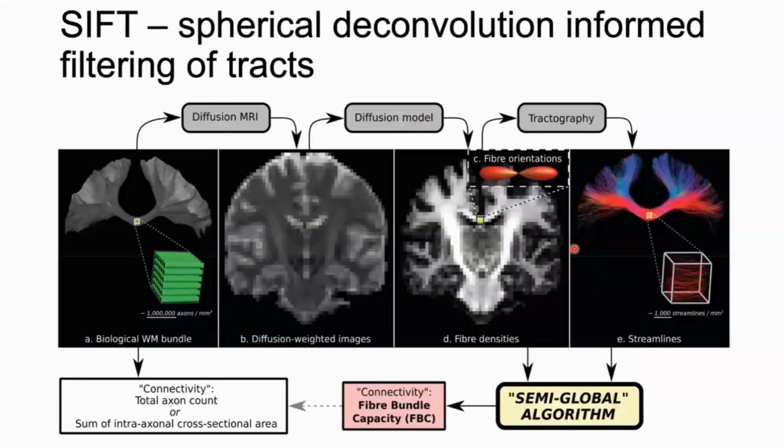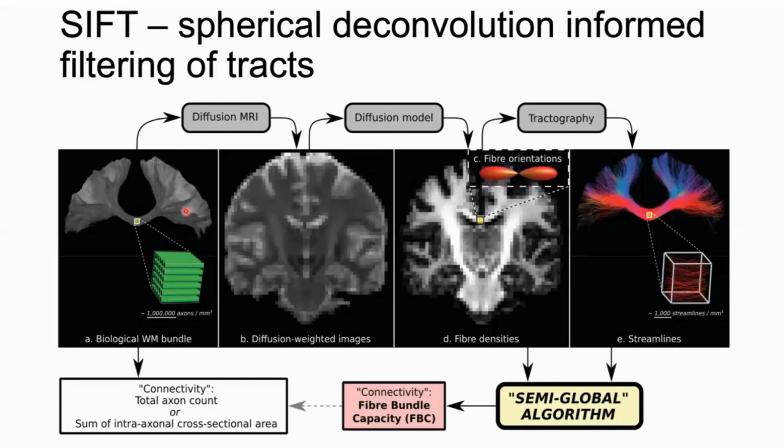Okay, now we are actually getting into, so that was still sort of introduction, I guess. I know I put in methods, but now we're actually getting into how this is accomplished, slowly. So this is the overview. SIFT stands for spherical deconvolution informed filtering of tractograms. So what we are seeing here is the overall flow.